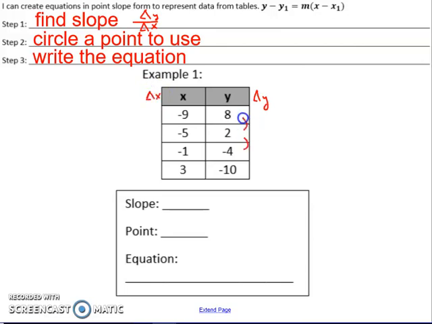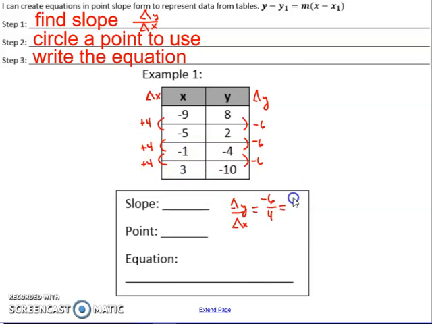So I'm looking, how is y changing? I know that 8 minus 6 is 2, 2 minus 6 is 4, 4 is negative 4, negative 4 minus 6 is negative 10. I'm going to look at how is x changing. I went from negative 9 to negative 5, so I went up. So plus 4, negative 5 plus 4, negative 1 plus 4 gives me 3. Okay, so my slope, my change in y over change in x, change in y first is negative 6 over change in x is 4.